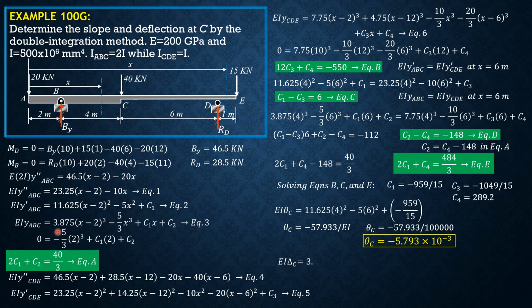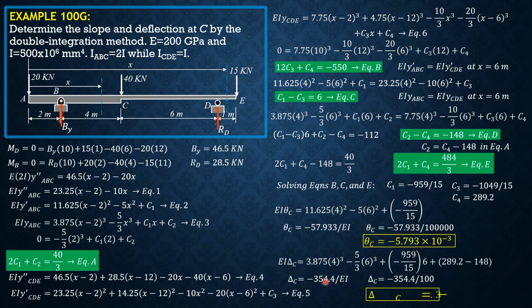Into this equation, EI delta C is 3.875 times 4 cubed minus 5/3 of 6 cubed plus c sub 1, which is negative 959 over 15, times x, which is 6, plus c sub 2, which is quantity c sub 4, 289.2, minus 148. So that's c sub 2. Using your calculator, delta C is equal to negative 354.4 over EI. The shortcut is you just divide by 100, since 100,000 over 1,000 is 100, to convert automatically to mm. So delta C in mm is equal to negative 3.544 mm. So that's it for this problem.